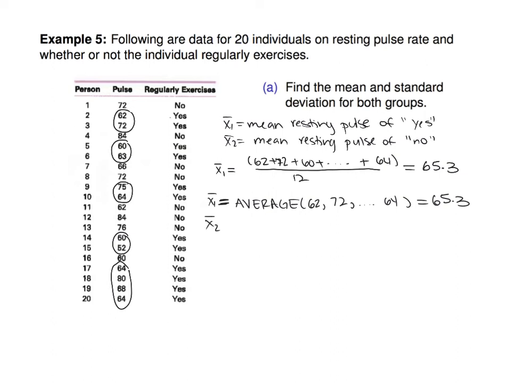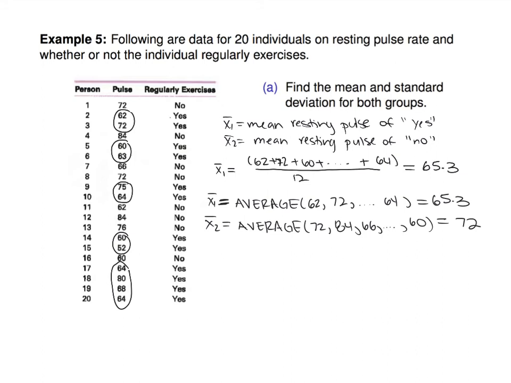Similarly, x2 bar, you type in average, and you put in 72, 84, 66, etc., up to the last one we have there, which is 60. That should come out to be 72. Make sure that you can make Excel or some technology do that for you.